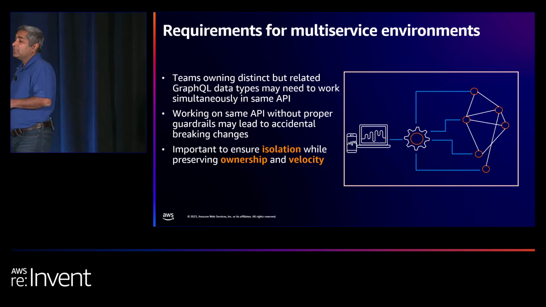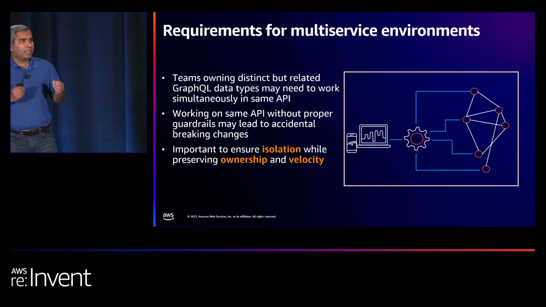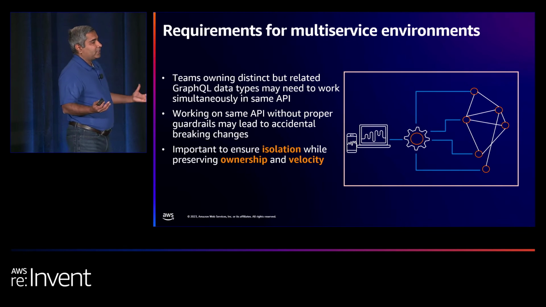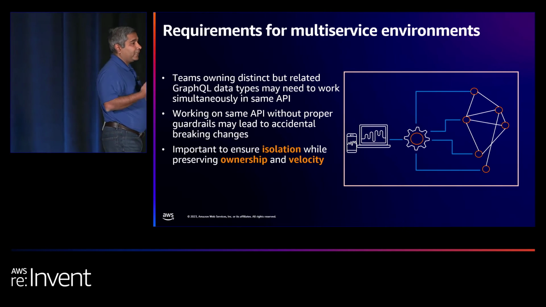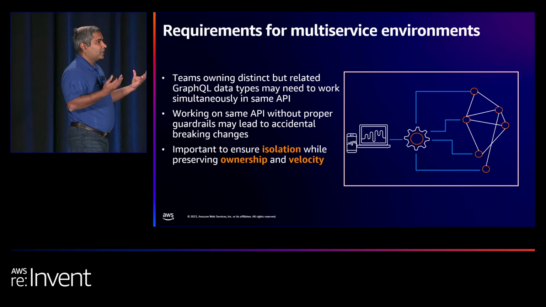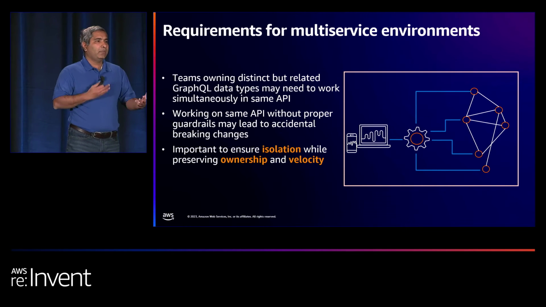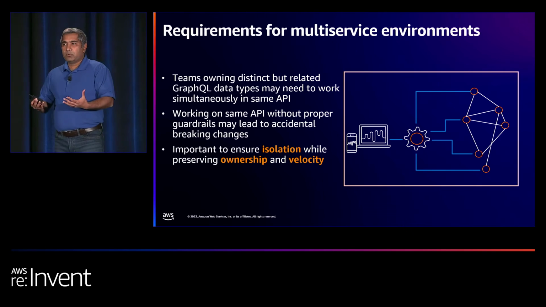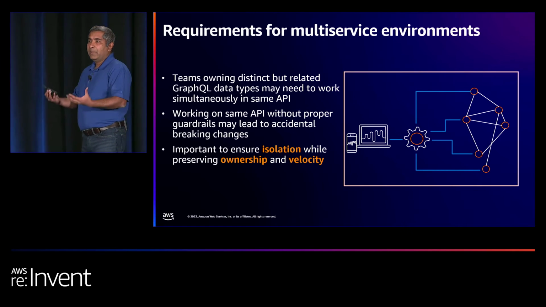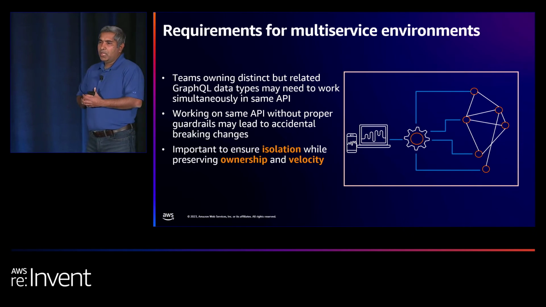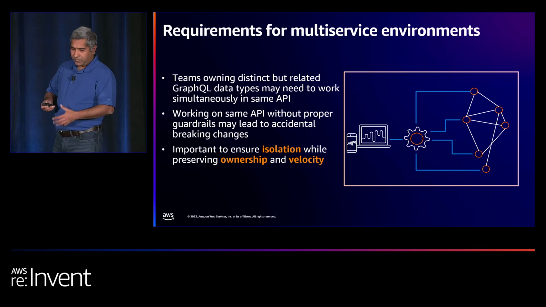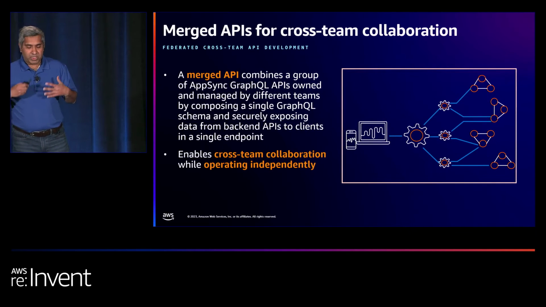The second thing is support and maintenance. No single human can understand the entire surface area of the schema if multiple data domains are in a single monolithic graph. This always happens, and sometimes it becomes a nightmare for maintenance and support. To solve these challenges, AppSync introduced merged APIs.